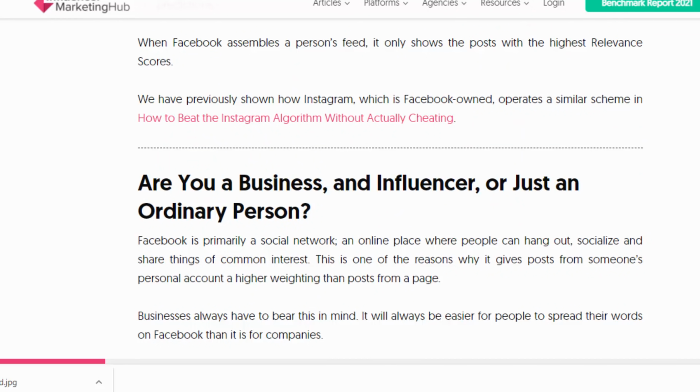Are you a business, an influencer, or just an ordinary person? Facebook is primarily a social network, an online place where people can hang out, socialize, and share things of common interest. This is one of the reasons why it gives posts from a person's account a higher weighting than posts from a page. Businesses always have to bear this in mind. It will always be easier for people to spread their words on Facebook than it is for companies.